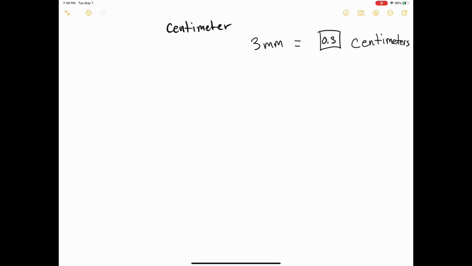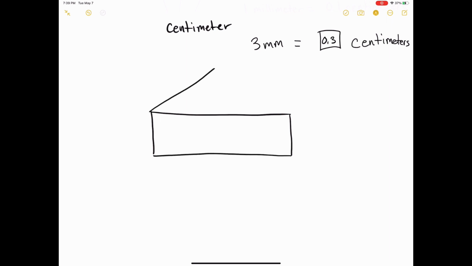Now that we know how we're going to measure, we're going to be measuring to the nearest millimeter, but we're going to put the answer in tenths of a centimeter. All right, we're going to draw another box. This one is going to be 3D. Pause here for a second so you can get that.